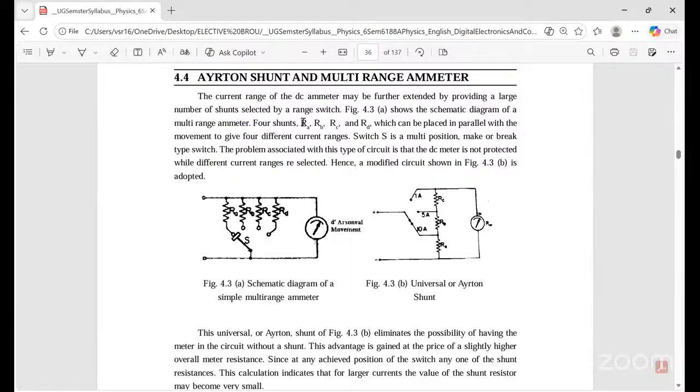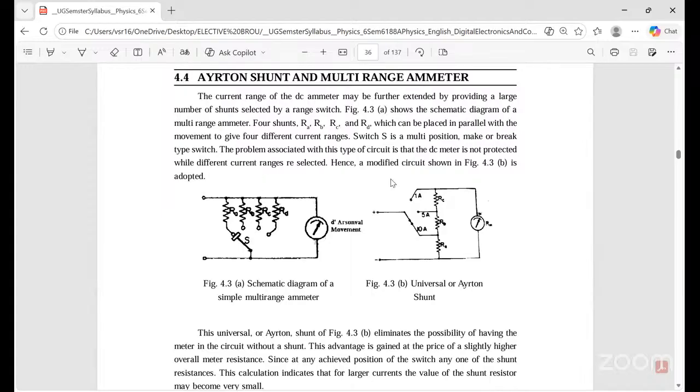So what are the shunts here? Four shunts are there: RA, RB, RC, and RD, which can be replaced in parallel with the movement to give four different ranges. Switch S is a multi-position, make-before-break type switch, where you can connect it here or here or here, whatever. Four different places are there. Okay.